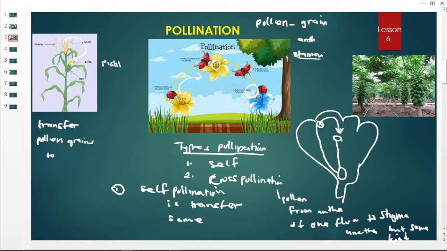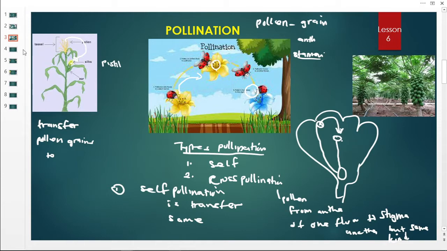Whereas cross-pollination is the transfer of pollen grains from the anthers to the stigma of the same flower. They don't go out, they are within the same flower. Okay, now I think that one I've made it clear.